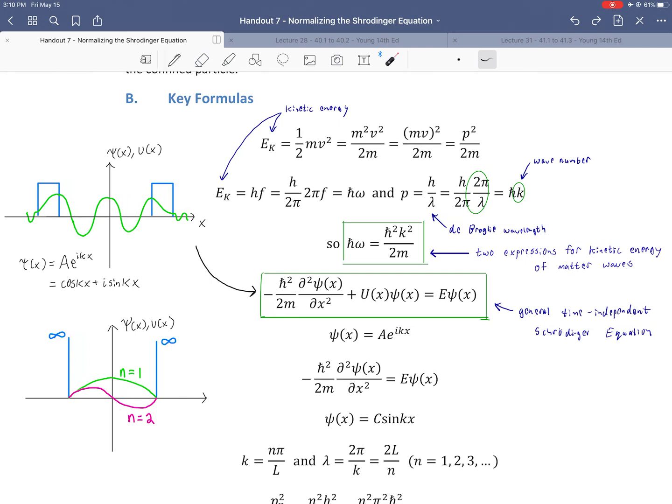Now, what is this differential equation? It's got a lot going on, right? Well, it's got some constants up front, okay? And again, this differential equation derives from conservation of energy.